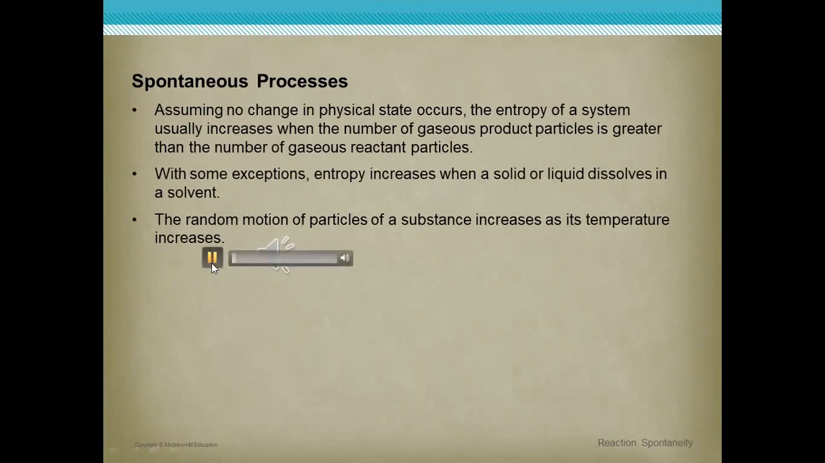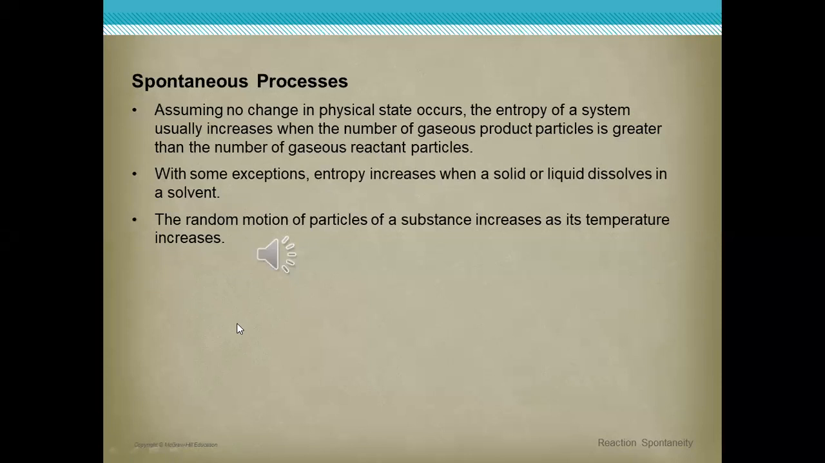Spontaneous processes. Assuming no change in physical state occurs, the entropy of a system usually increases when the number of gaseous product particles is greater than the number of gaseous reactant particles. So if the number of gaseous product particles is greater than the number of gaseous reactant particles, there is no change in physical state.